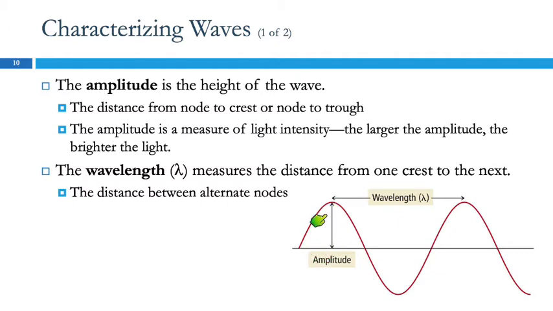The amplitude is how tall the wave is. It passes through this 0 line, and the amplitude would be measuring from here to the height of the crest. That's the amplitude. The amplitude is a measure of light intensity. So if you have brighter light, it has a larger amplitude. The one we're interested in is the wavelength.